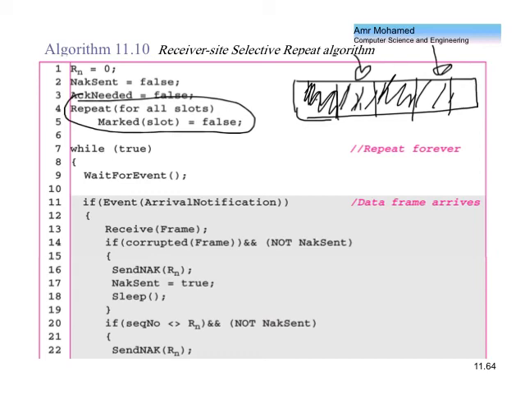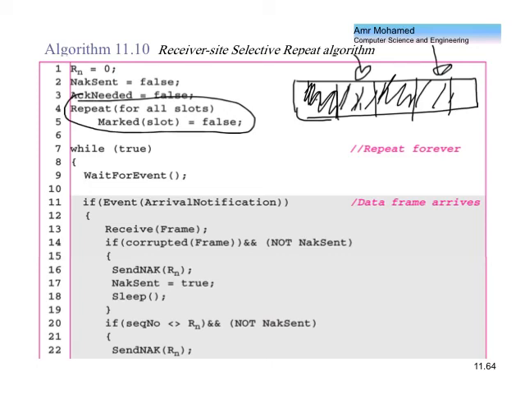Okay? So if I receive a frame and the frame is not corrupted, the frame is good, then I have to ask myself, if the sequence number is not Rn, this means that unfortunately I'm receiving a frame which is not the one that I should expect. So in that case, I should accept it. I know that I should accept it.